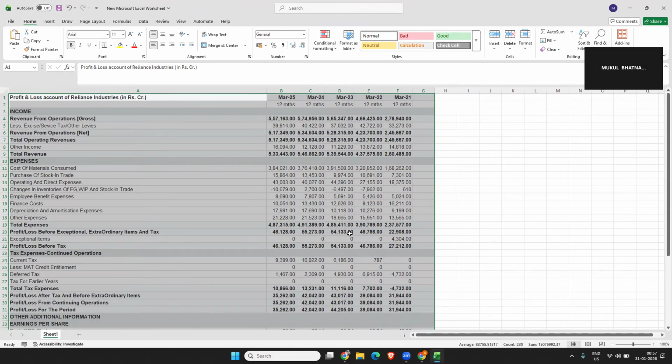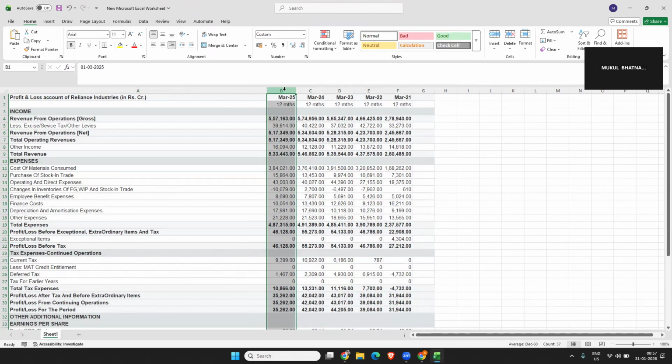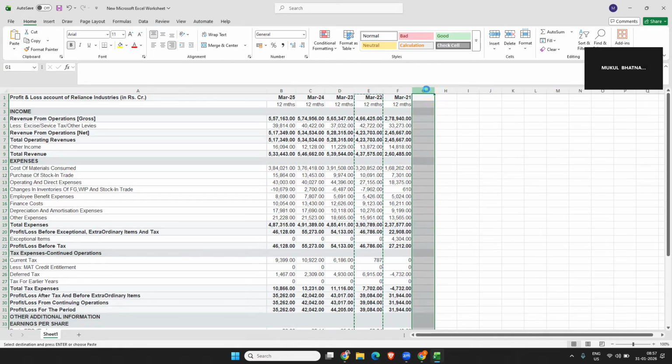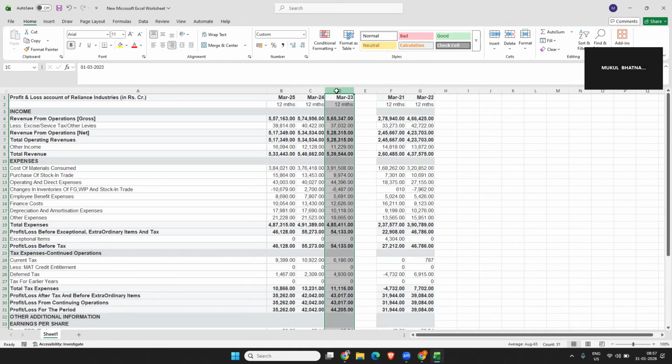Now, for making the calculation in a better way and for making the presentation in the better way, it is necessary to arrange these years in ascending order. Right now, March 2025 is coming in the beginning. It should come in the last. Fine. So what I will do, I will copy these years one after the another so that they are in ascending order. So Control X, Control V.